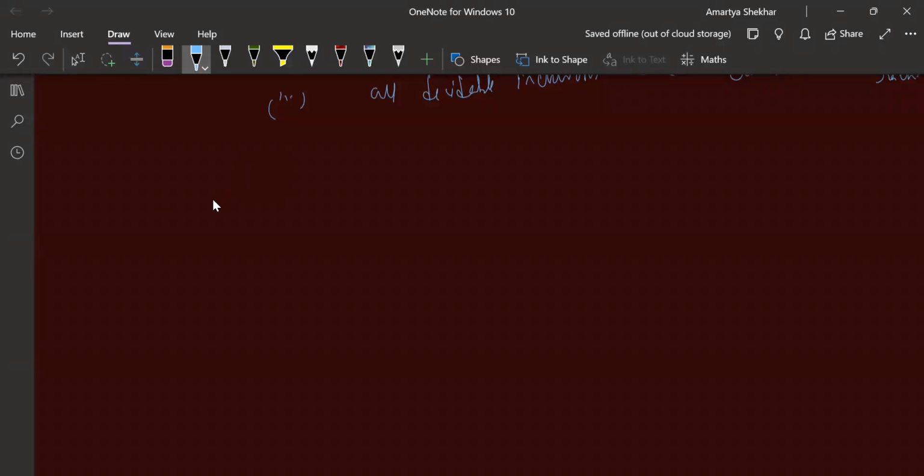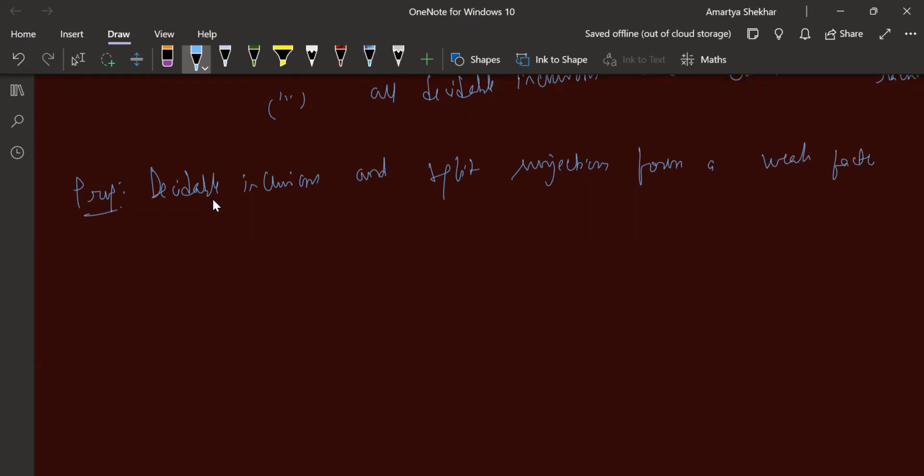Okay. So an important proposition. We'll realize that this is the basis of the Henri model structure. This is very important. Desirable inclusions and split surjections form a weak factorization system.